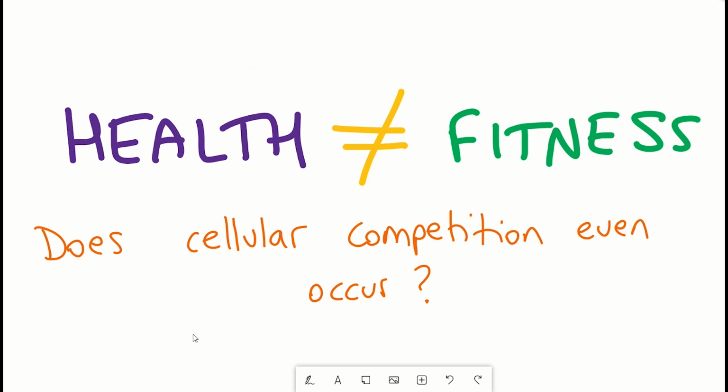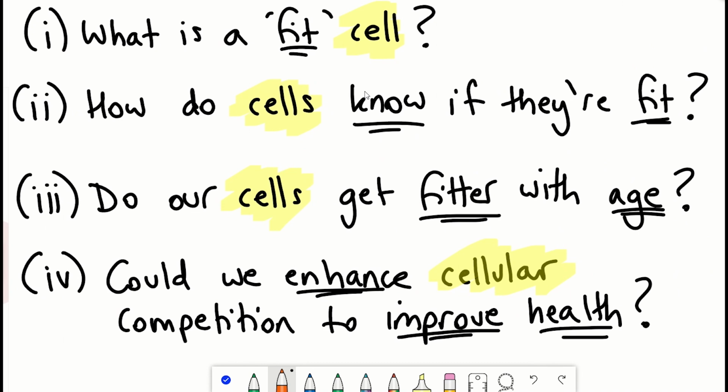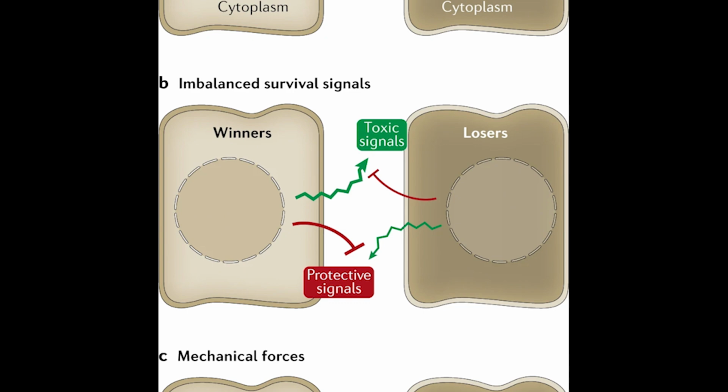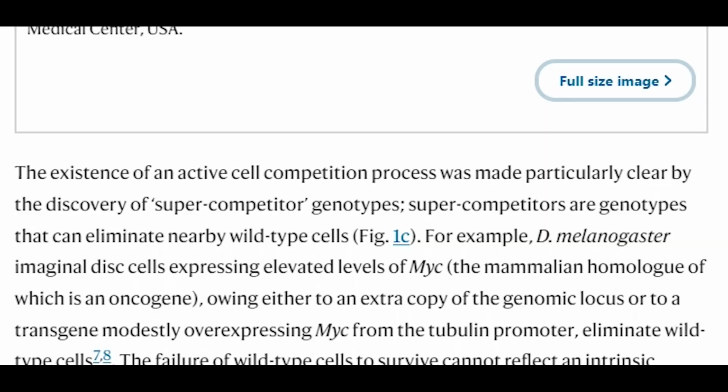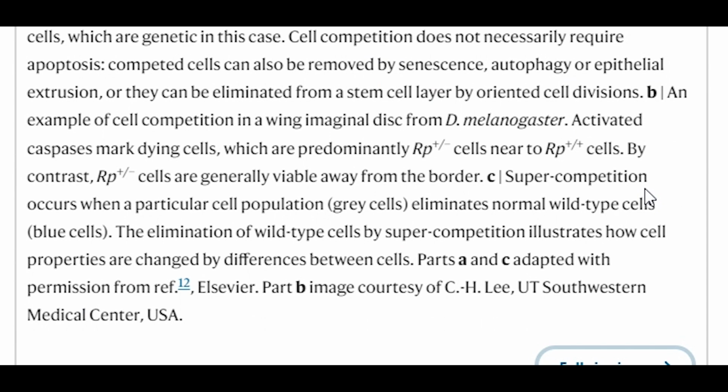But why? And how do cells compare their fitness? And why would there be cellular competition? Well, currently there are three models of cellular competition. Competition for nutrients and survival factors, fitness sensing by cellular recognition, and then lastly, mechanical cell competition. In all cases, the current definitions reinforce that these are examples of active elimination of the less fit cell. It's not some passive process.